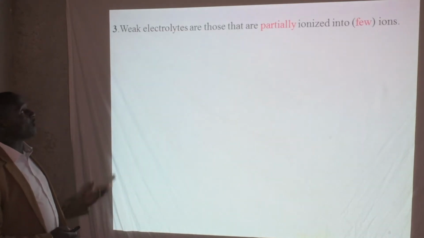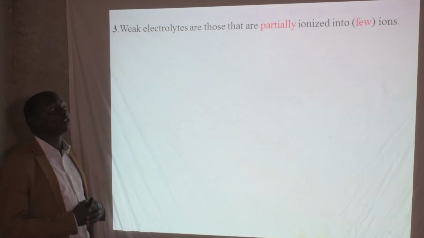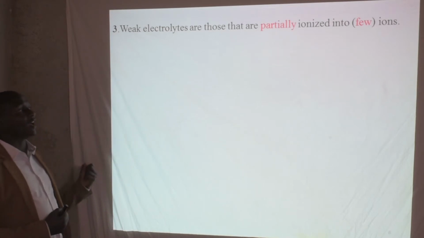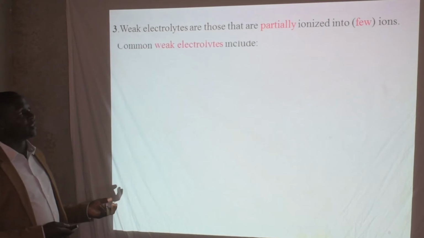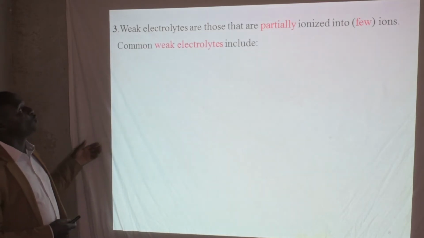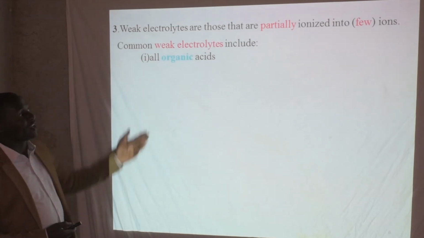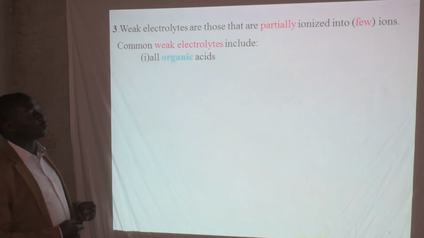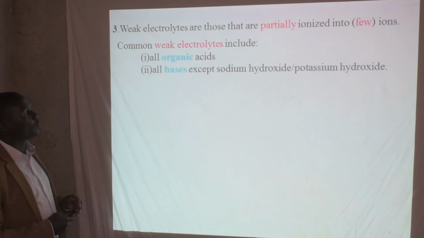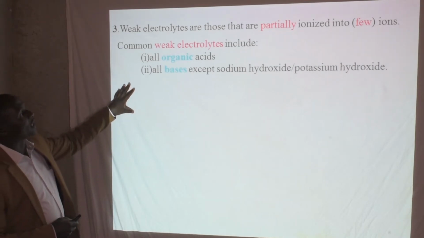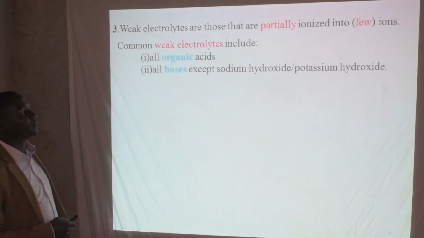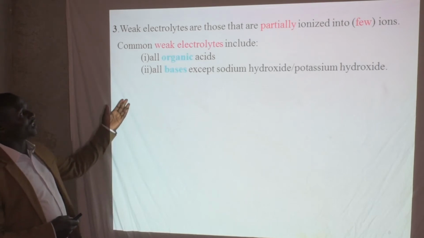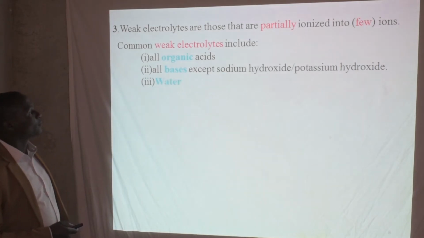On the other hand, we have weak electrolytes, which are partially ionized, whereas the strong ones are fully ionized. Common weak electrolytes include all organic acids, for example ethanoic acid. Organic acids are weak electrolytes. Then we have all bases except sodium hydroxide and potassium hydroxide. Then we have water as another weak electrolyte.